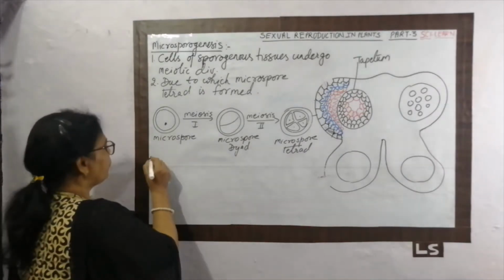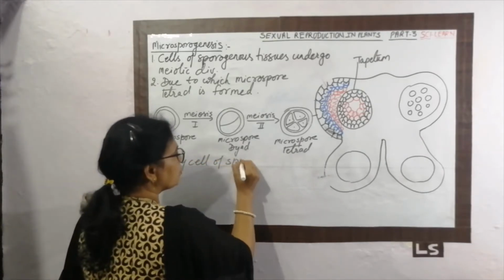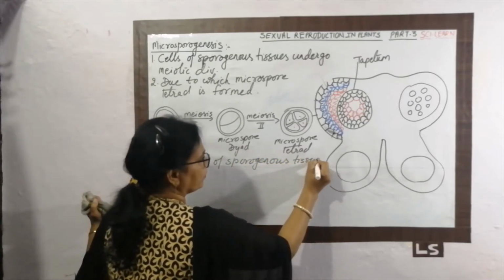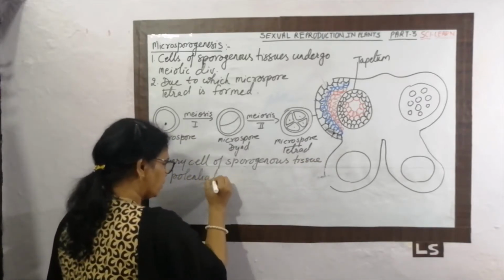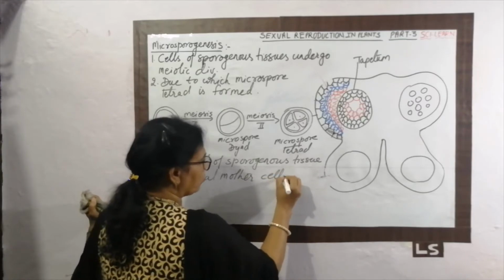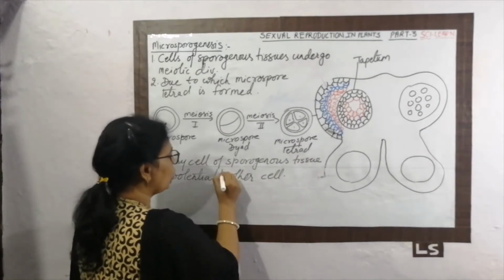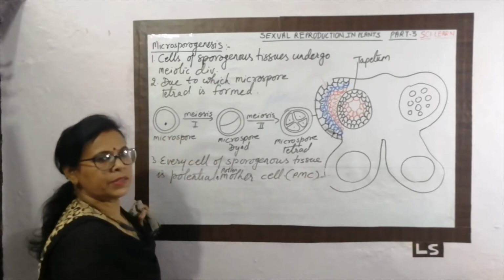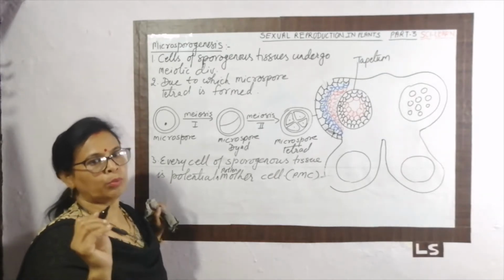We know that every cell of the sporogenous tissue is a potential microspore mother cell, or pollen mother cell, PMC. So each sporogenous cell has this ability of being a microspore or pollen mother cell.